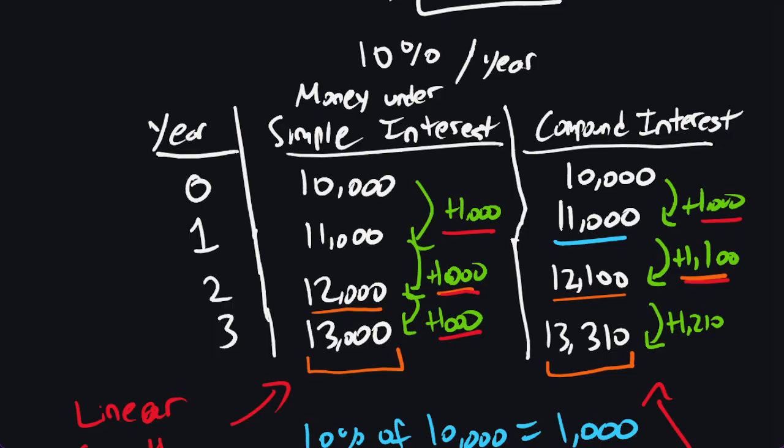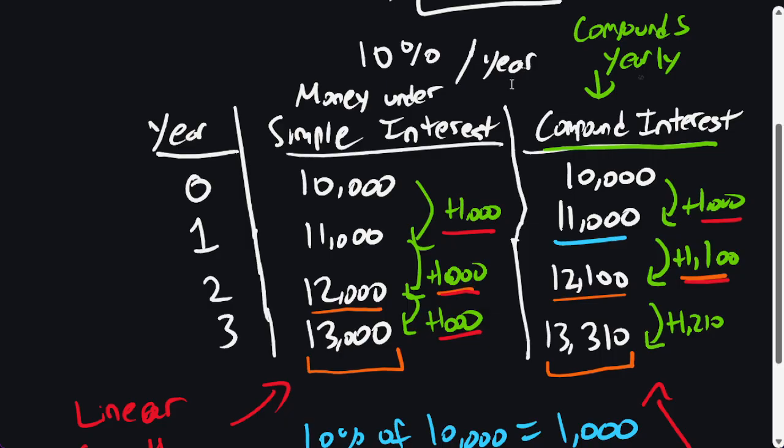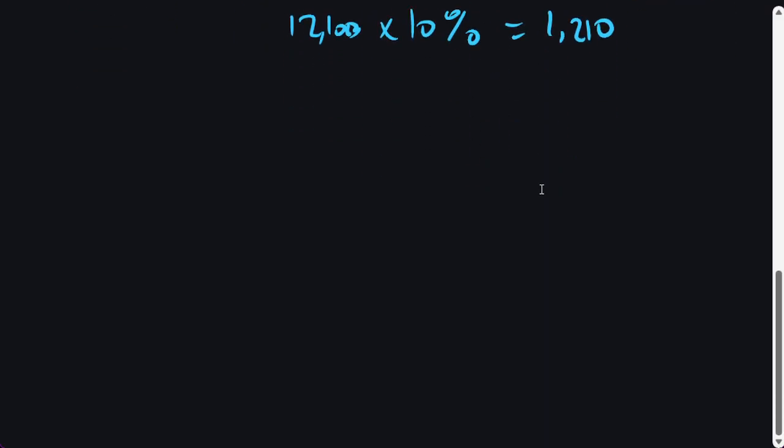Now one other thing to point out with compound interest is how much it compounds per year. In this case of compounding interest, the money compounds once per year. It compounds yearly. That means the interest is calculated and it grows once per year. That's how often this compounds. So that's important if we compound once per year.